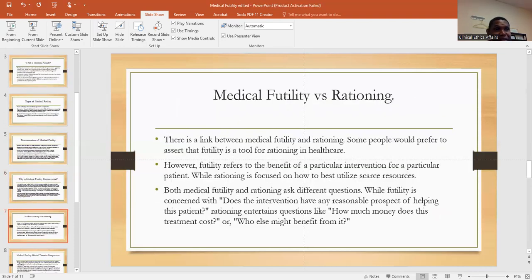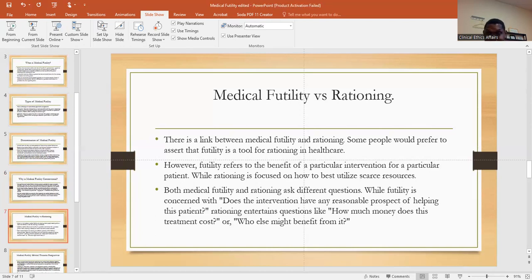Is medical futility different from rationing? There is a link between medical futility and rationing. Some people would prefer to assert that medical futility is a tool for rationing in healthcare. However, futility refers to the benefit of a particular intervention for a particular patient, while rationing is focused on how to best utilize scarce resources.